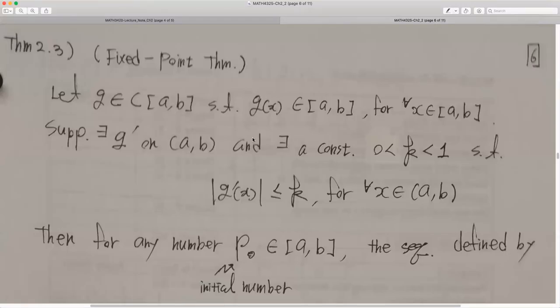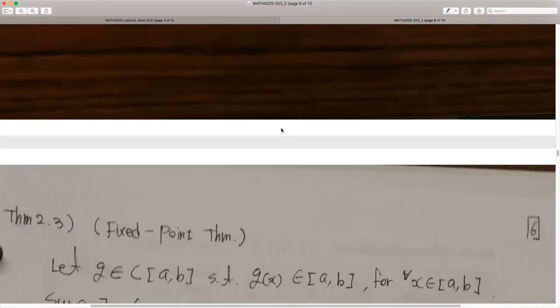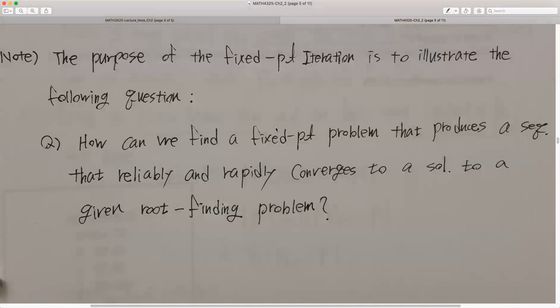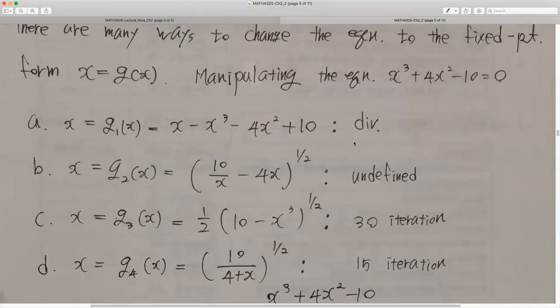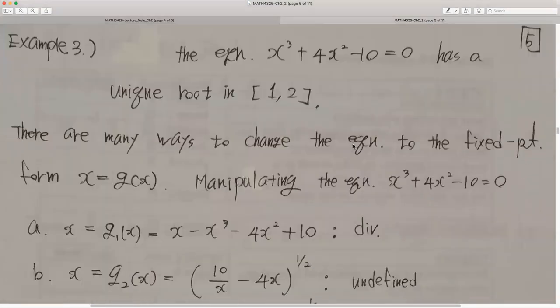All right, in this video, I'm going to continue to go over chapter 2.2, fixed point iterations. So the last time, we got a question: how can we find a fixed point problem that produces a sequence that reliably and rapidly converges to a solution to a given root finding problem? See example 3 right here.